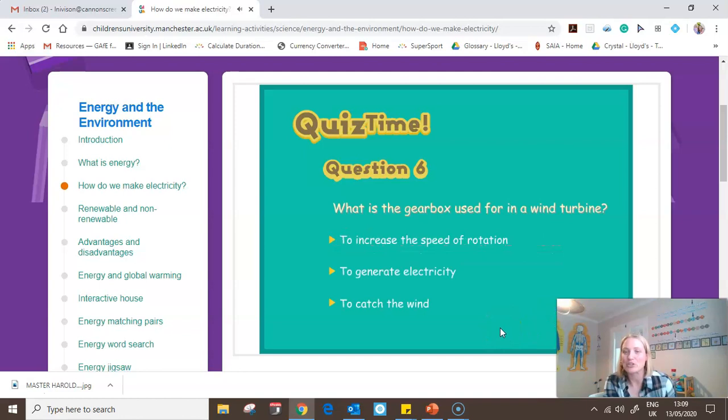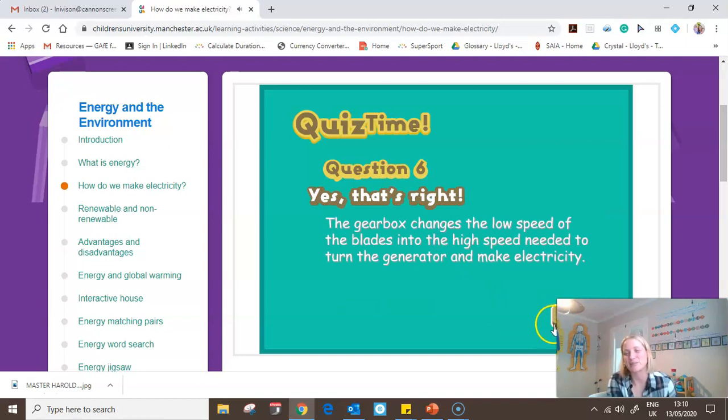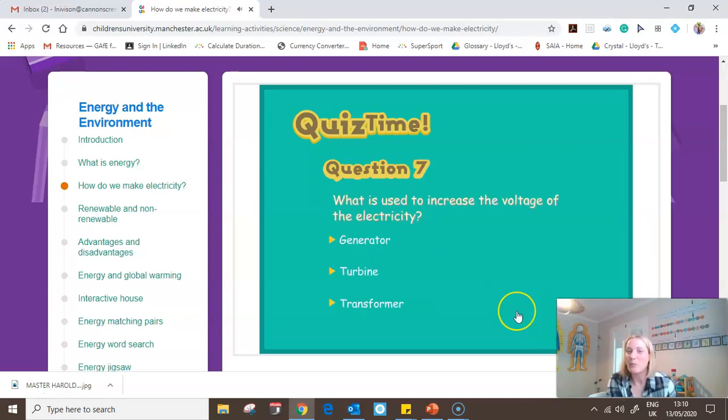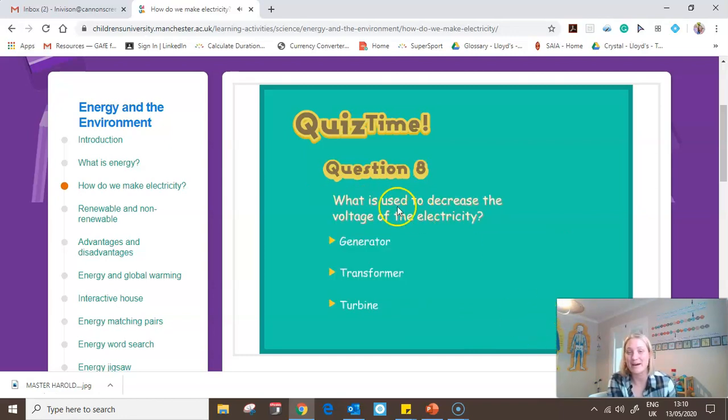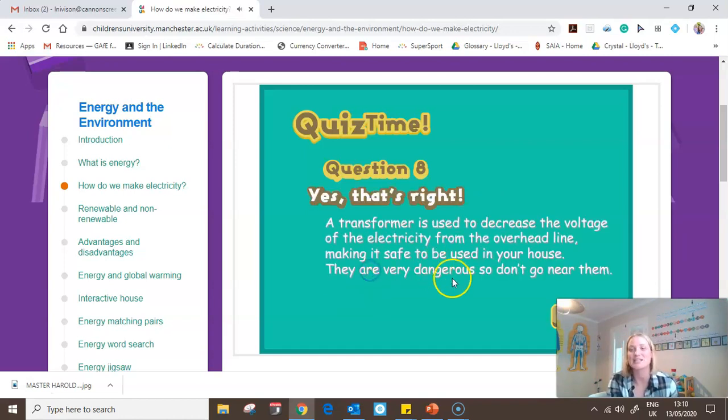What is the gearbox used for in a wind turbine? Now, we didn't actually go over this, but see if you can have a guess. It is to increase the speed. And what is used to increase the voltage of electricity? This was one of our words, in fact, I think it was our first word in our vocab list. Transformer. And remember, what is used to decrease the voltage of the electricity to make it safer in our homes? No electricity is safe, but safer. Again, it is a transformer.